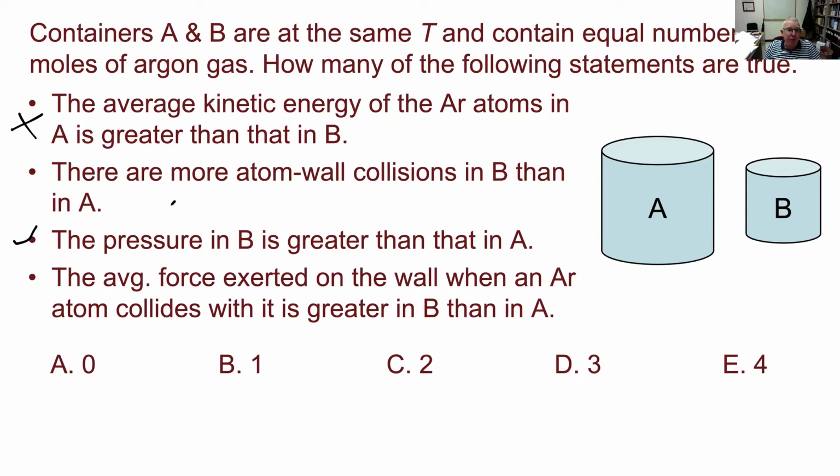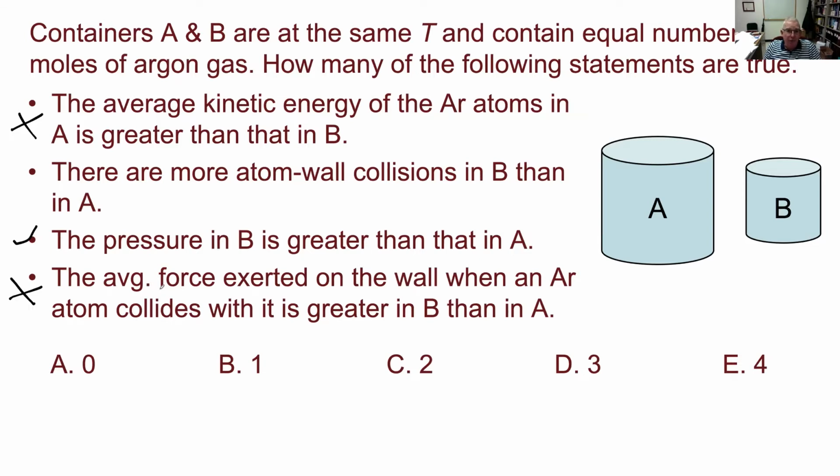Armed with that piece, I'm going to go down to the bottom, I think, which says the average force exerted on the wall when an argon atom collides with the wall is greater in B than it is in A. Since the average kinetic energies are the same, and the masses are the same because they're both argon, that means the average speeds have to be the same. And if the speeds are the same and the masses are the same, then when it hits the wall, it has to exert the same amount of force, right? So that's got to be false. They can't actually have that be true.